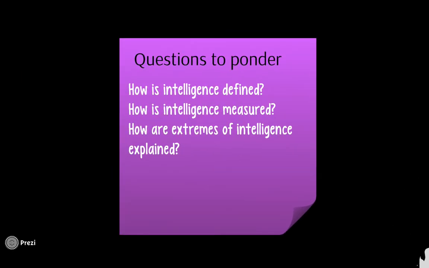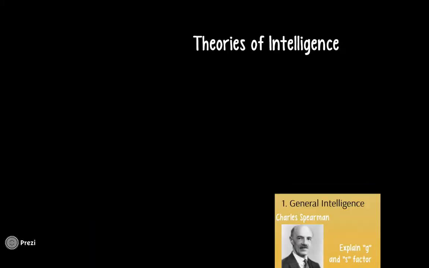So the first thing I want you to think about when you're listening to this lecture today is that there are some questions to consider. How is intelligence defined? The one thing that you need to understand is that intelligence is the ability to learn from experience, acquire knowledge, and effectively use resources in adapting to new situations. So when you listen, you also need to reference in your notes how intelligence is measured and how extremes of intelligence are explained.